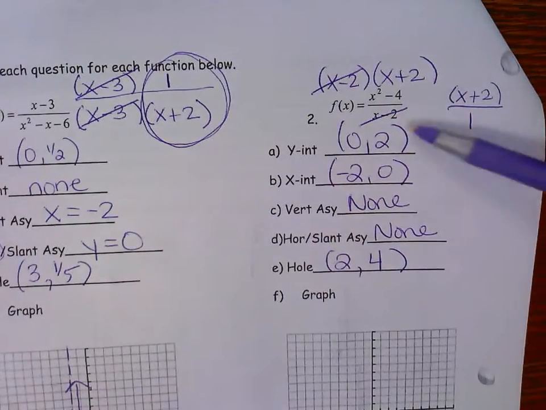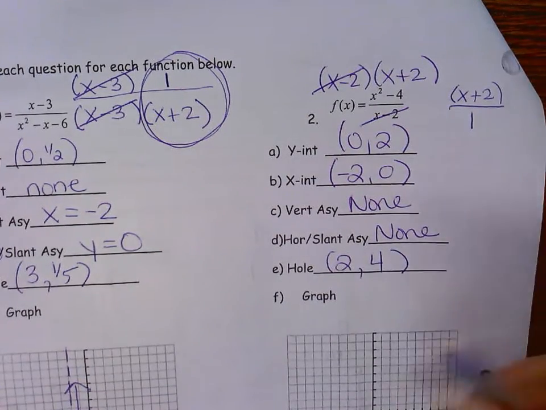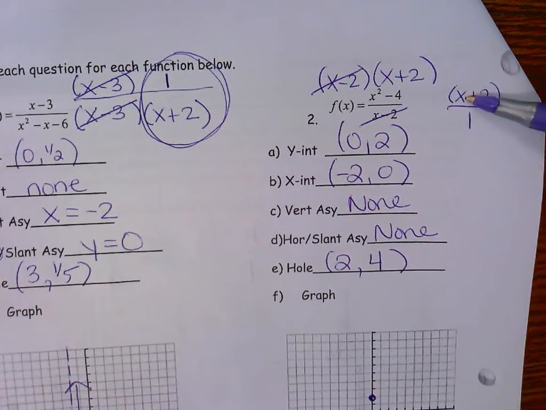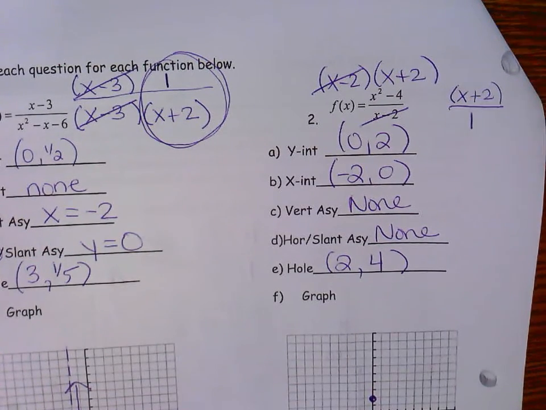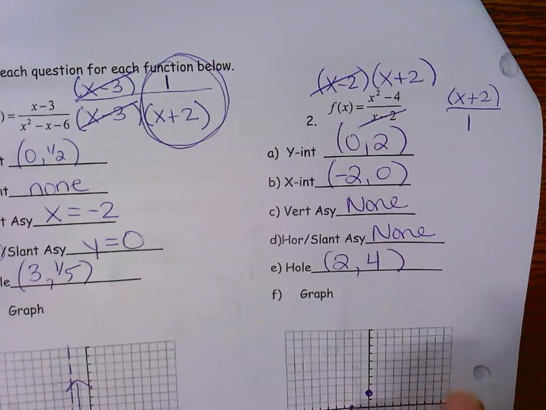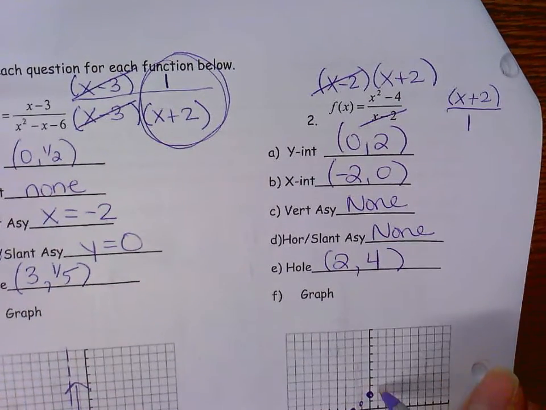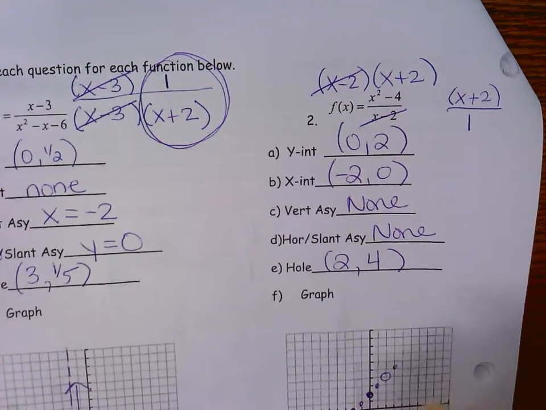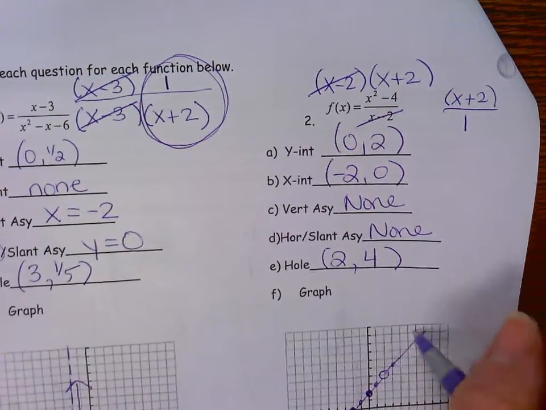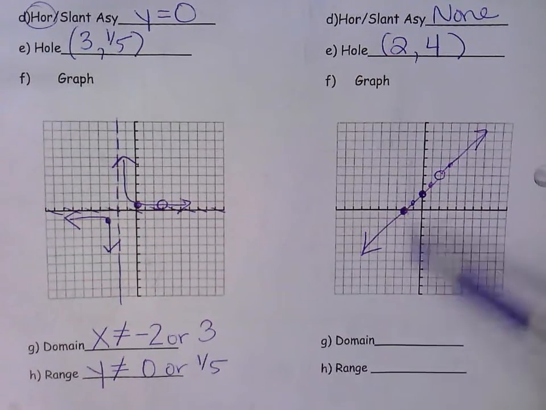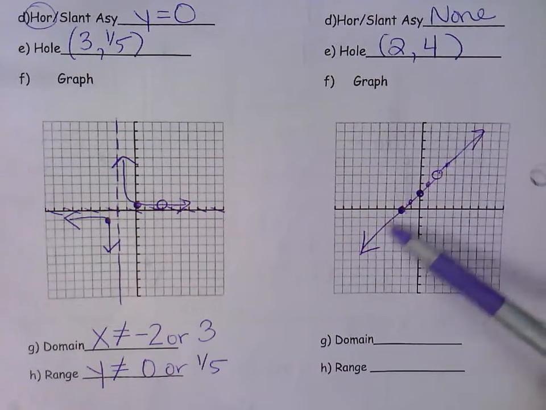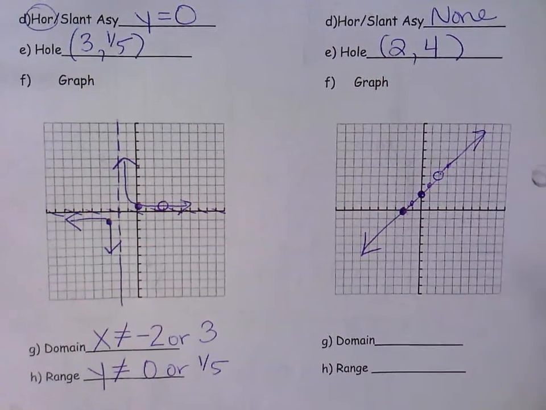So if I plot these, it's going to form a line. So 0 comma 2 is my y-intercept. We know that it has a slope of up 1 over 1. So that hits my x-intercept. If I keep going, I would get to 2 comma 4 with a hole. So it's just a line that has a hole in it. So there's my x-intercept, my y-intercept. Up 1 over 1 is this line. And then there's my hole at 2 comma 4.